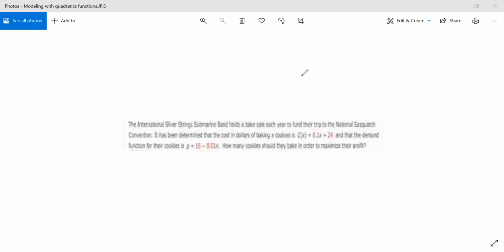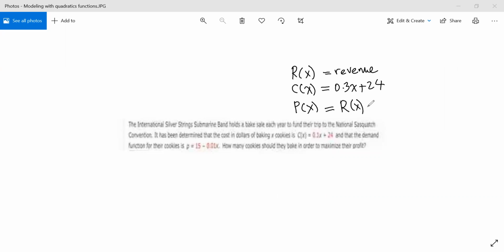Okay, so we'll start with this. Let's call the revenue function R of x, and we have the cost function. This is given, so that's 0.3x plus 24. And then we'll call the profit function P of x. The profit function is really just going to be the revenue function minus the cost function.